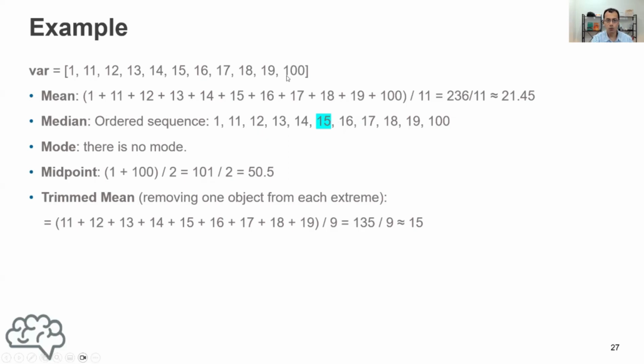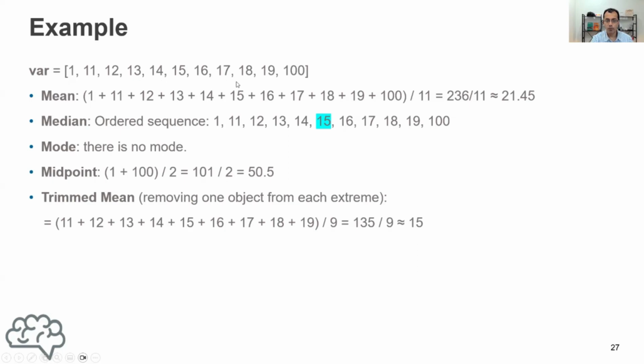This variable has no mode because there is no repetition, and the mode is the most frequent value. As every value occurs only once, we have no mode. The midpoint is determined by taking the extremes, summing them, and dividing by 2. So the midpoint is 50.5. The trimmed mean we can obtain by removing part of the extremes. In this case, we decided to remove one single value from each extreme. So we removed 1 and we removed 100 from the sequence, and then we calculated the mean without these two values. What we obtained was a value of approximately 15.